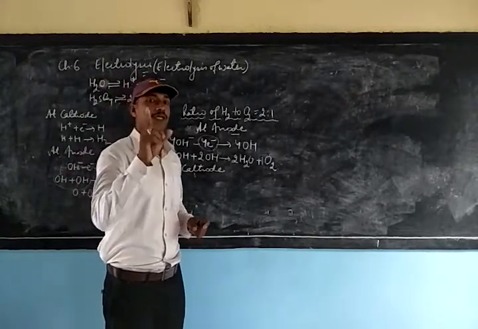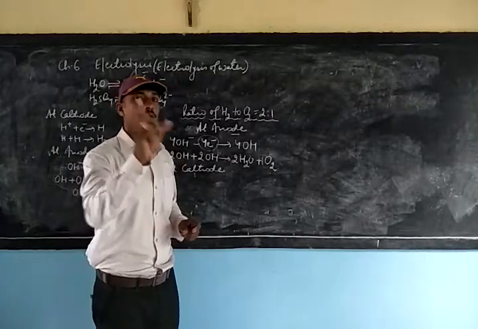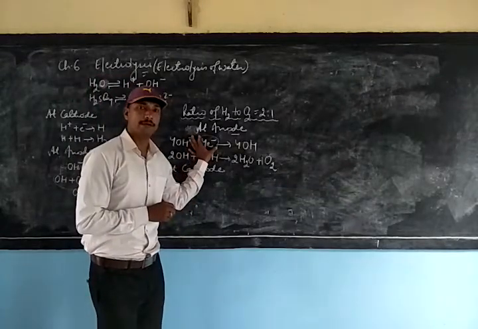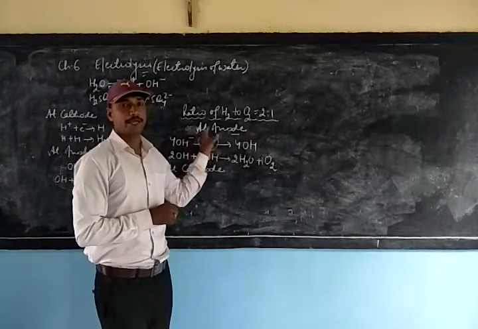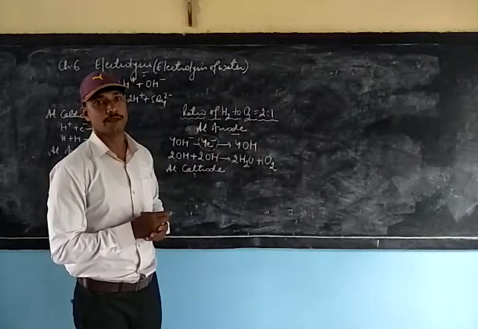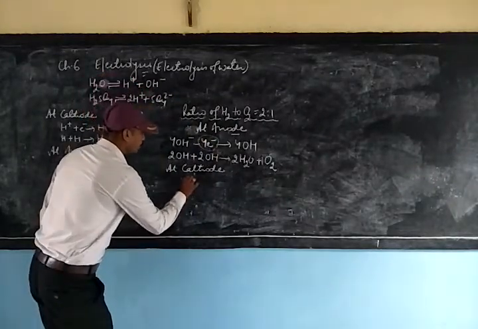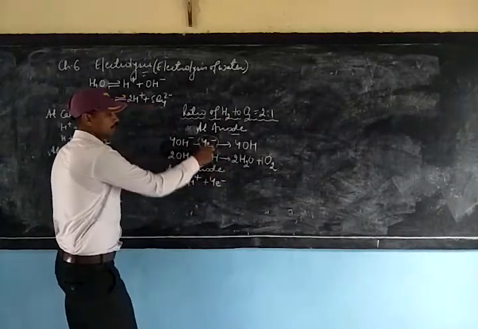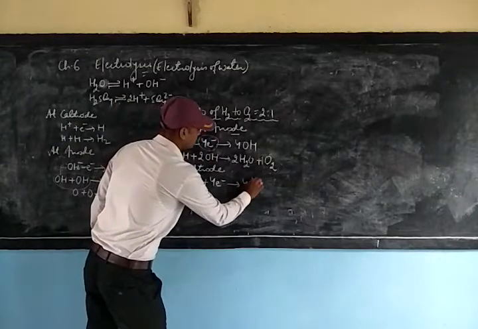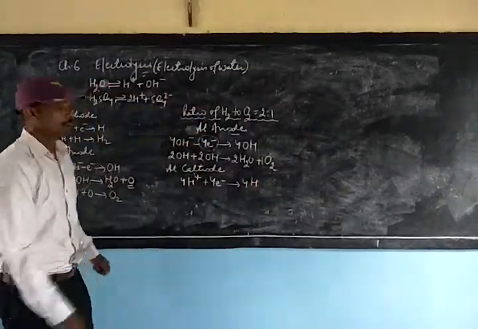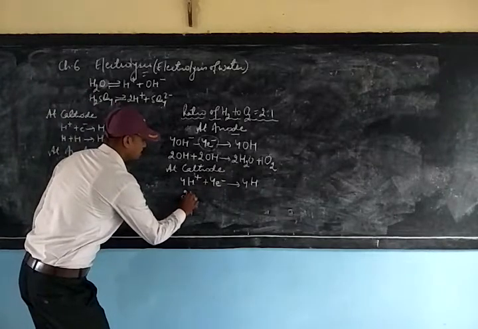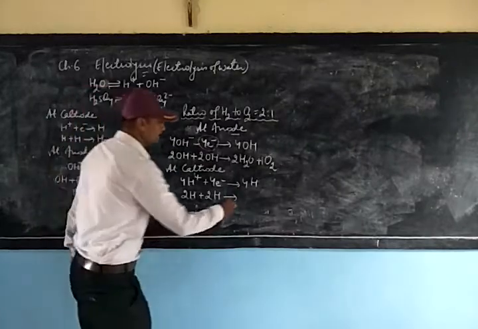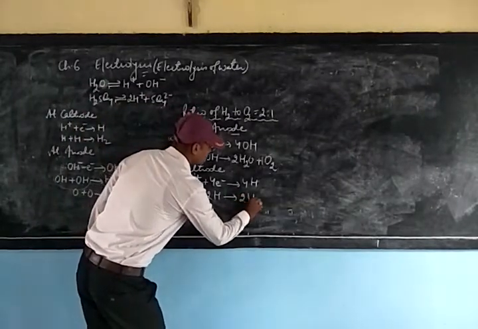Once again, 1 hydrogen ion at the most can gain only 1 electron. So for 4 electrons to be gained, there should be 4 hydrogen ions altogether. So we can write here 4 hydrogen ions will gain the 4 electrons released and will be changed into 4 hydrogen atoms. These 4 hydrogen atoms can further be written in this way, 2H plus 2H, which will be finally changed into 2H2.